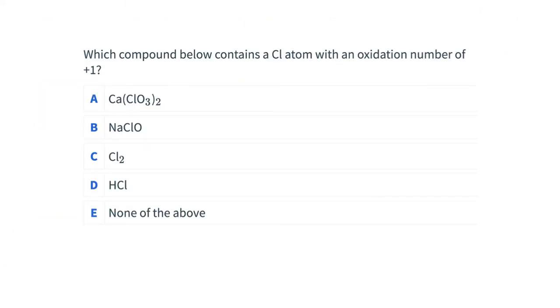Okay, let's work on this compound. Let's have you guys work on this one together for a minute or two. So which compound below contains chlorine with an oxidation number of +1?